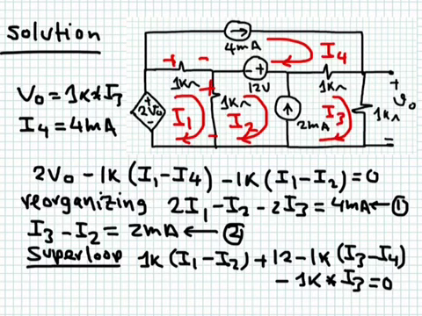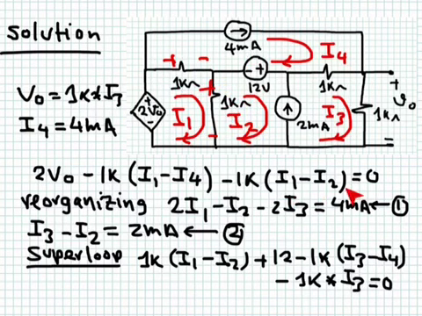So I have here 2V naught minus this drop is equal to 0. So this is 2V naught, and the drop here is minus 1K multiplying I1 minus I4. And you should understand why I used I1 minus I4, because I took the polarity as positive, negative. This means this is in the same direction as I1. This drop here is really 1K multiplying I1 minus I2.